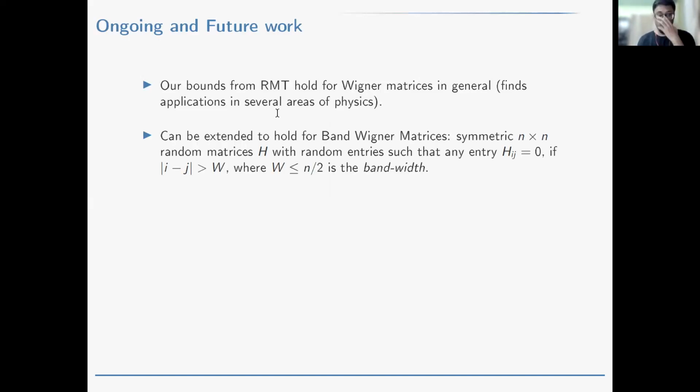One other scenario where this could be extended is band Wigner matrices, which are symmetric Hermitian random matrices where each entry is 0 other than within a band of the diagonal, and within this band you have random entries. So we could attempt to extend many of these results to band Wigner matrices, something that I'm currently working on with Kyle Lu and Vishesh Jain at Stanford.